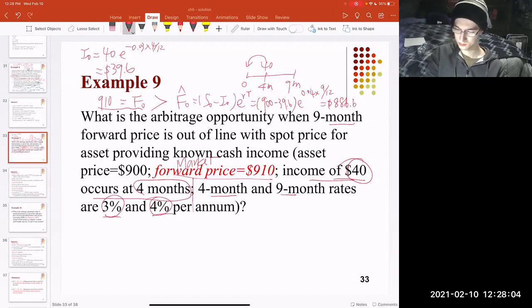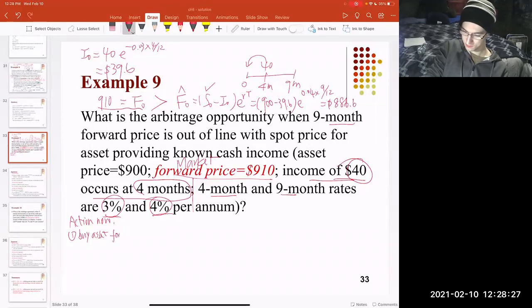So buy low, which is the right-hand side. We're going to buy assets, right? So the action today: first, buy a unit of assets. We're going to need how much? $900, right? We're going to need $900 to buy assets.